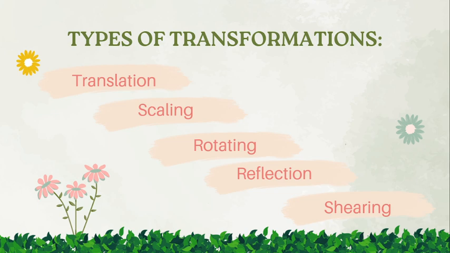Next, types of transformation. There are 5 types of transformation, and these are the main 5 types: translation, scaling, rotation, reflection and shearing.